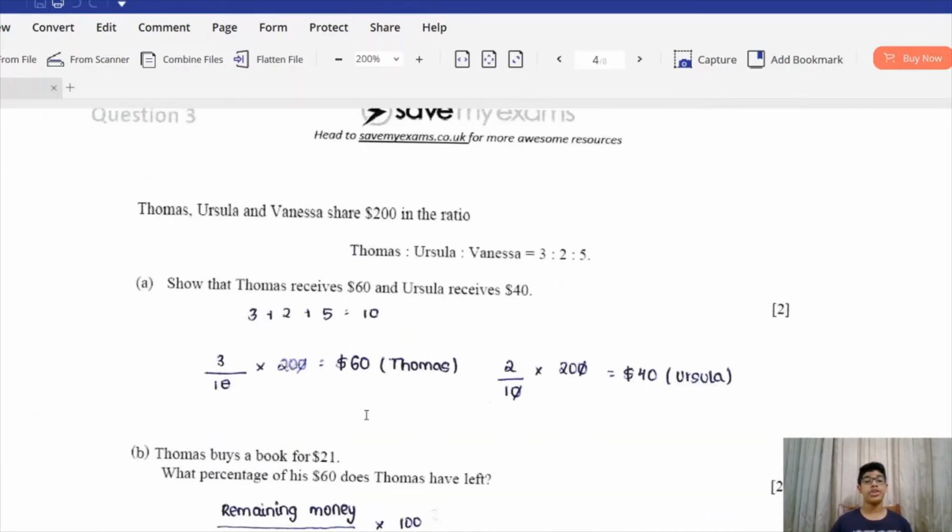Okay, question 3. Thomas, Ursula, and Vanessa share $200 in the ratio 3:2:5. Show that Thomas receives $60 and Ursula receives $40.